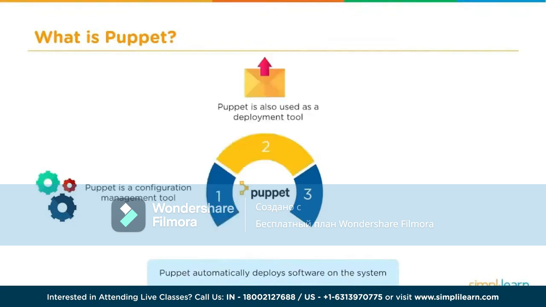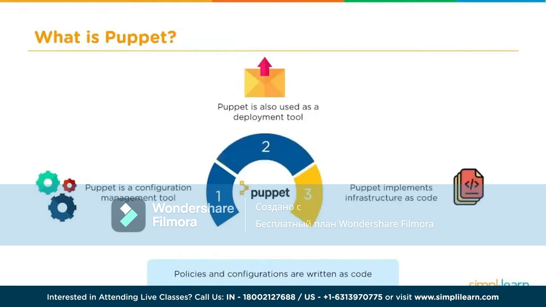Secondly, Puppet is also a deployment tool. This simply means that Puppet has the capability to deploy your applications, your services, softwares, all of this on your nodes automatically. And finally, Puppet implements infrastructure as code.